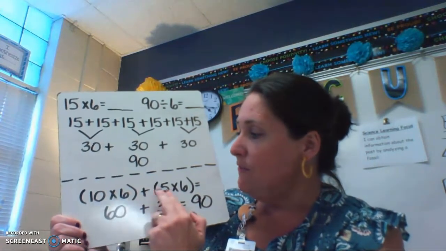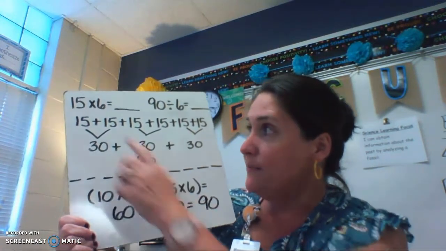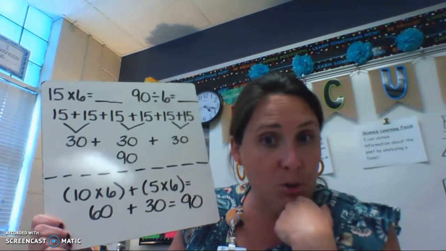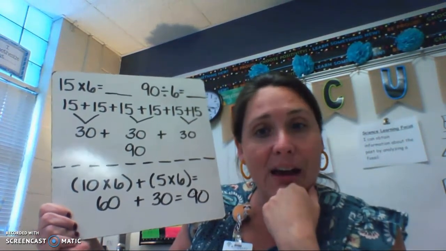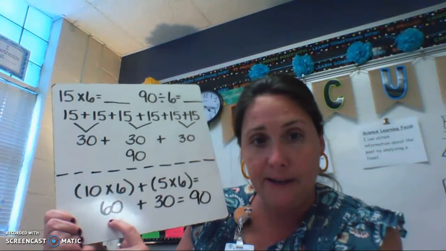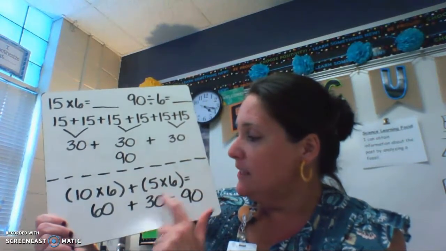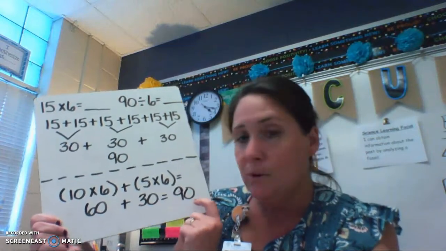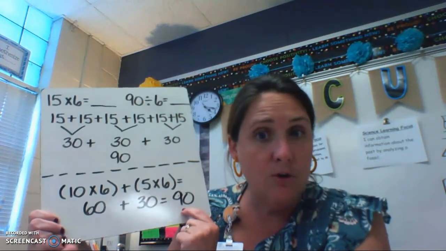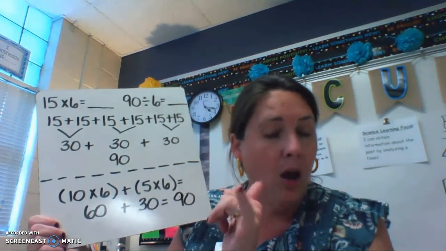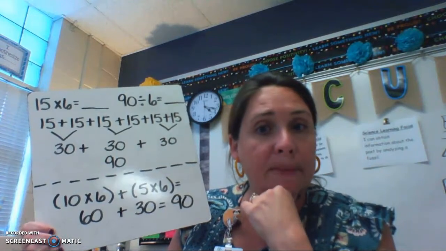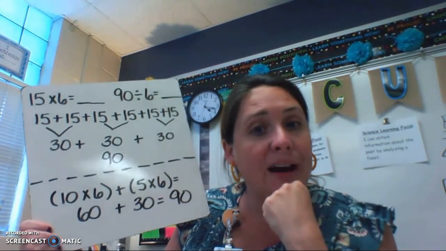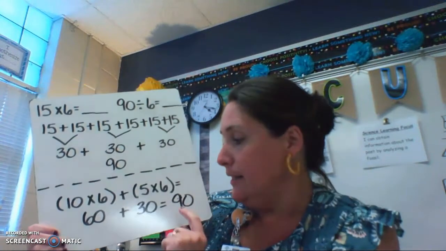You still have the 15 because 10 plus 5 is 15, but this time you've broken it down into two more manageable pieces. And so we know that 10 times 6 is 60, and we know that 5 times 6 is 30, and 60 plus 30 equals 90. How many of you tried that strategy? Or maybe you tried something completely different, and that's okay, as long as you got the answer of 90.